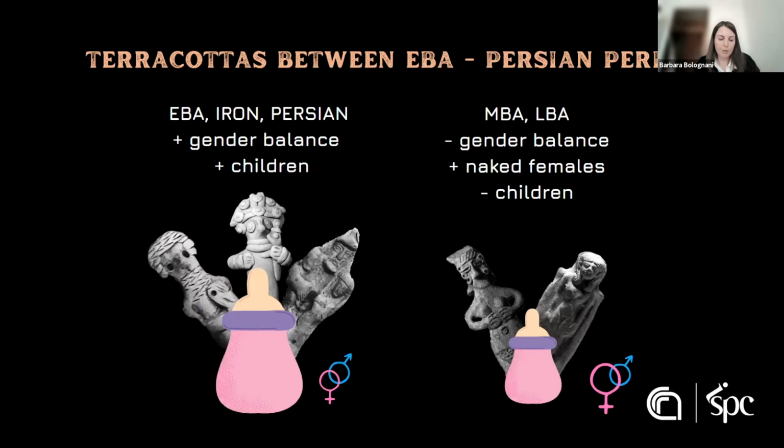However, when this ratio is overbalanced in favor of female subjects, and especially naked female representations, like during the Middle and Late Bronze Ages, children tend to disappear from coroplastic production.